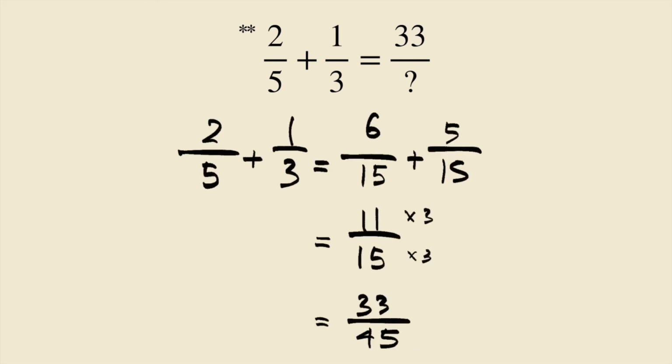Yeah, so let's add them up together. Make sure the denominators are the same before you carry out the addition, giving us 11 over 15. Now make sure the numerator is 33. So we're going to times 3 top and bottom, giving us 33 over 45. Well, the question mark here represents 45, and that's the answer.